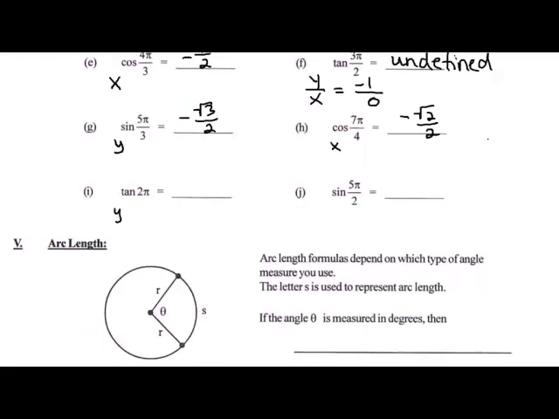Again, tangent is y over x. Now in this case we have 0 over 1. 0 divided by 1 is just 0. So the tangent of 2 pi is 0.